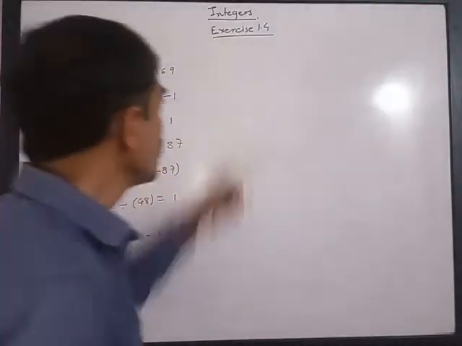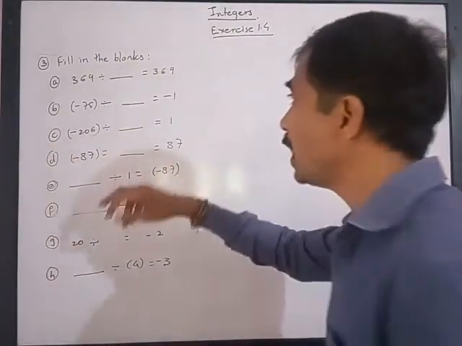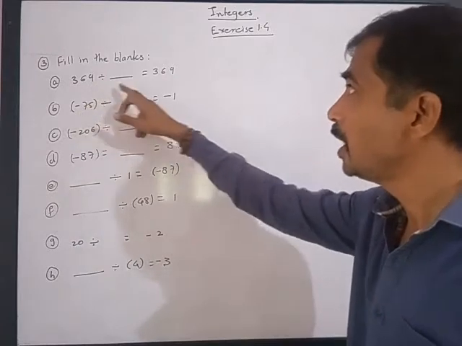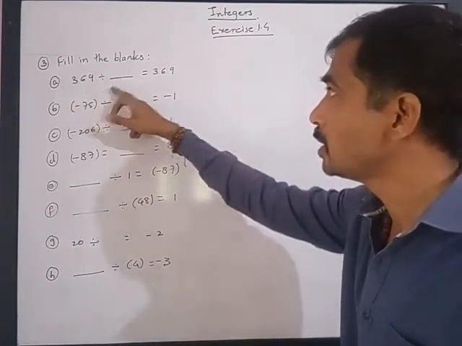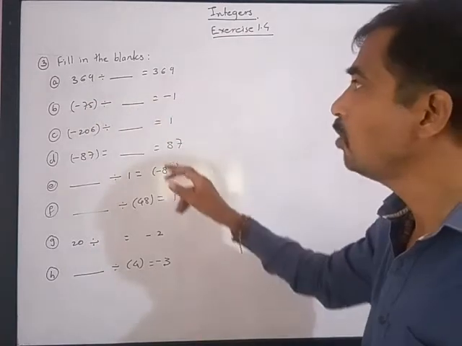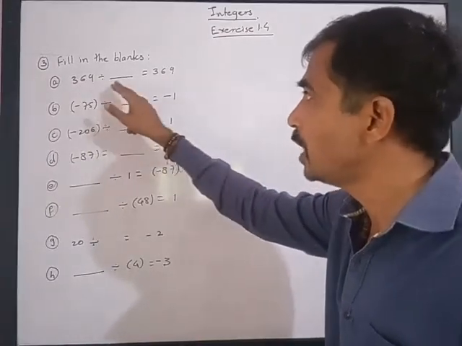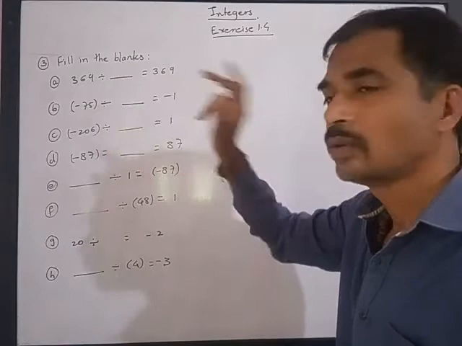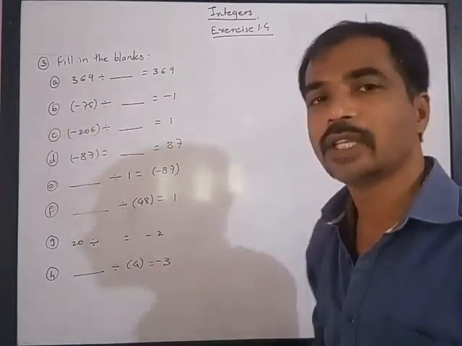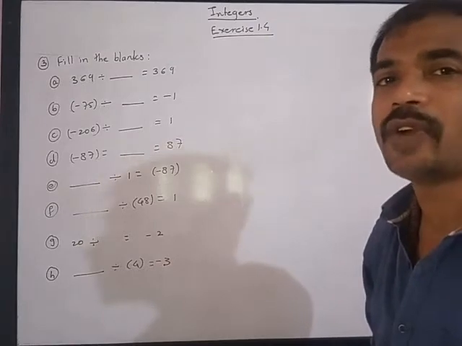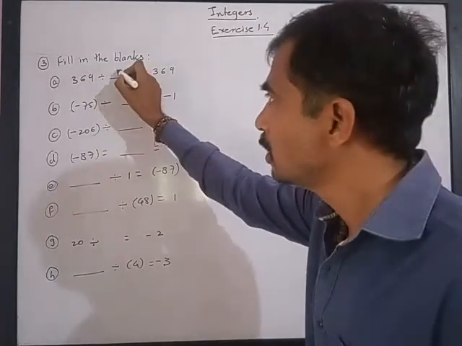Dear friends, in exercise 1.4, the third question is fill in the blanks. 369 divided by something is 369. Now we already know if the same number divides the same number, we get the answer 1, and if 1 divides any number, we get the same number. So if 369 is divided by 1, we will get the same answer.